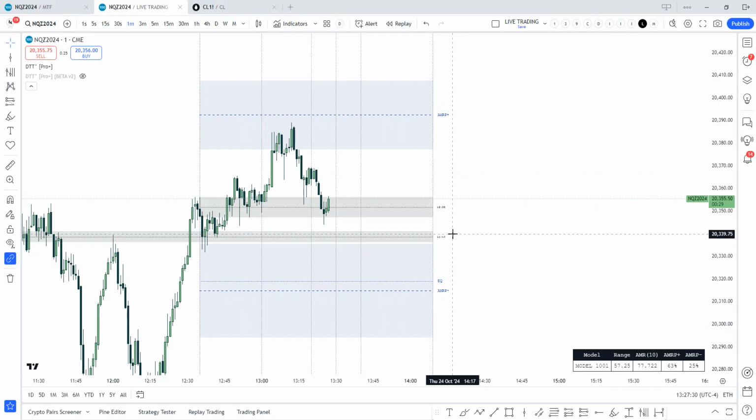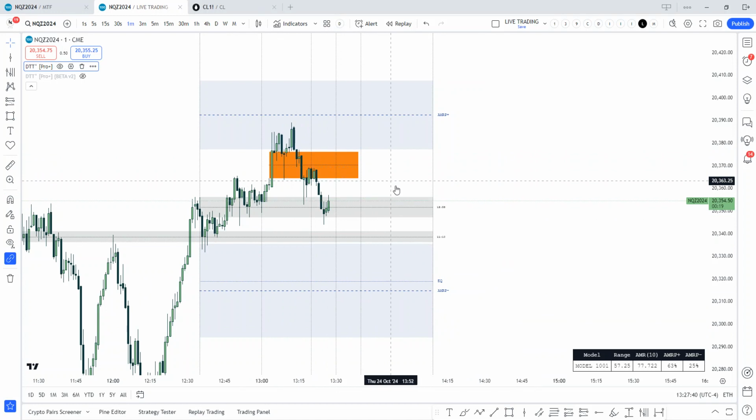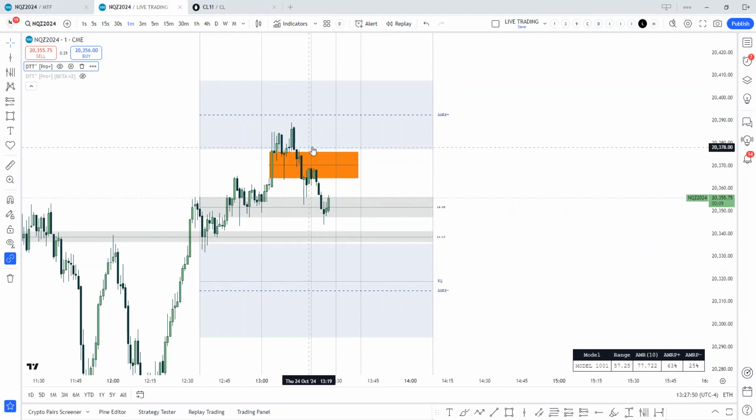Right now, what we're seeing is that rejection of this AMRP up here. Now, of course, with price, we have this classic inversion that probably a lot of people have spotted. And as we bypass 13:20, I'd like to see continuation down if I'm looking for sell side to be taken out. I'd like to see continuation down into the next AMRP.